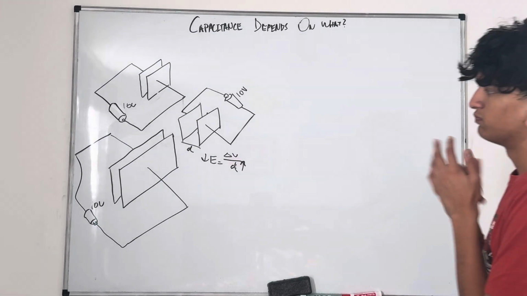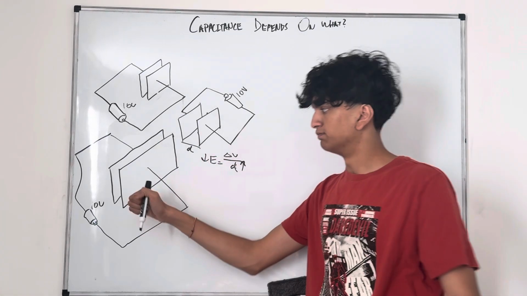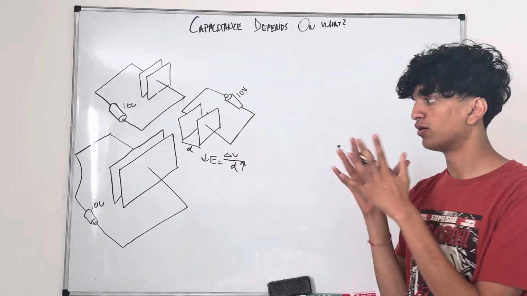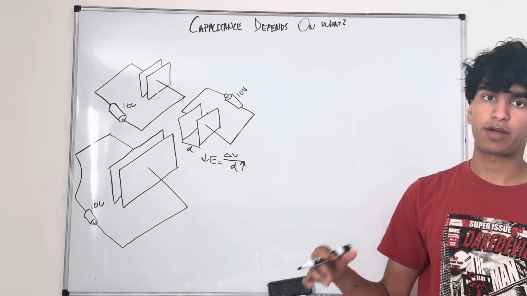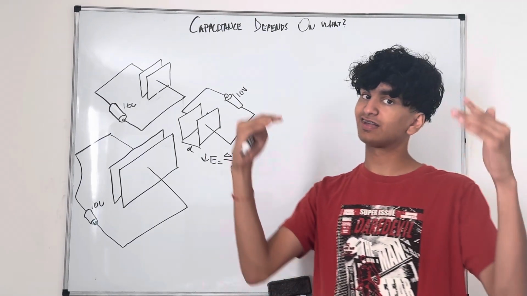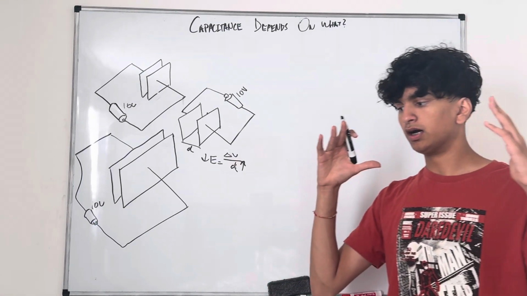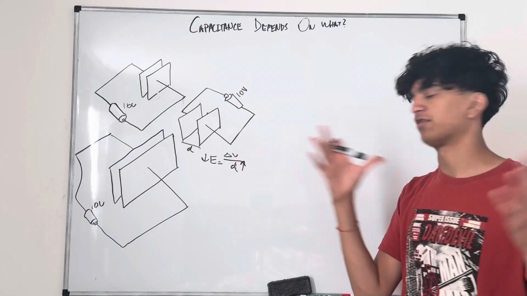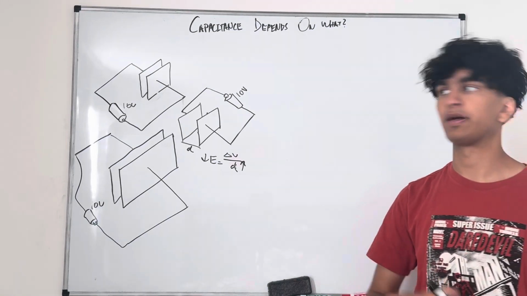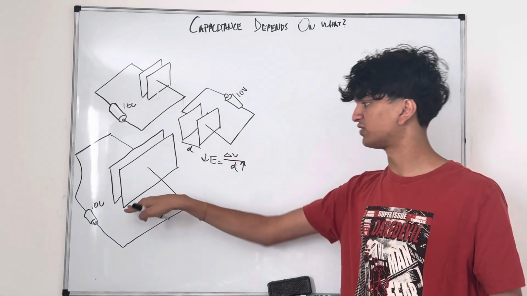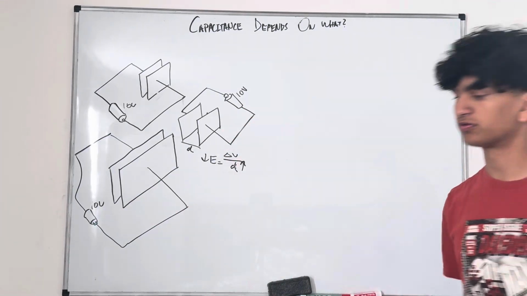Now that is how these physical properties affect the capacitance. Bigger plates lead to more capacitance. Bigger distance leads to less capacitance. And a smaller distance leads to more capacitance. Smaller plates lead to less capacitance. So it's really just the area and the distance and one other factor we'll talk about.